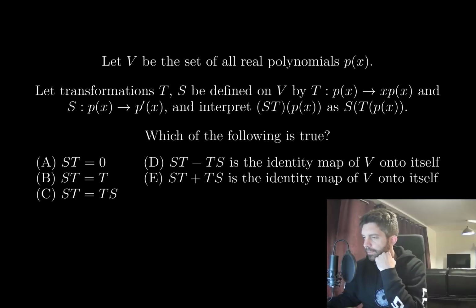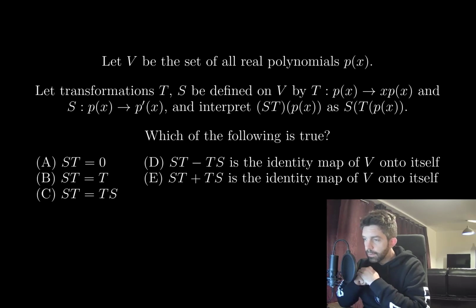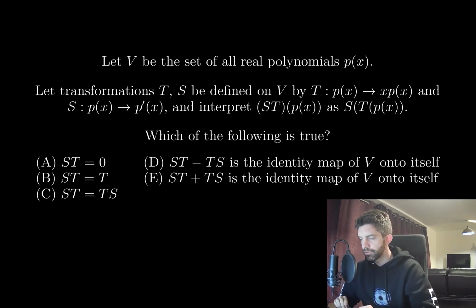Let V be the set of all real polynomials, P of x. Let transformations T and S be defined on V by T multiplies P by x, and S takes a polynomial to its derivative. And interpret ST P of x as S of T of P of x. Which of the following is true?